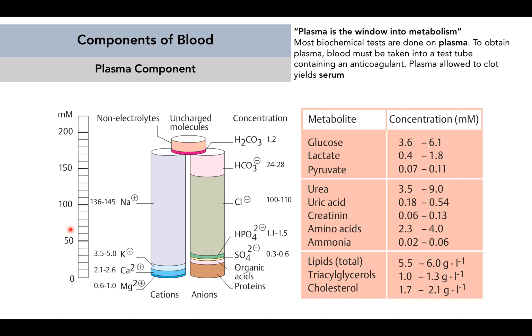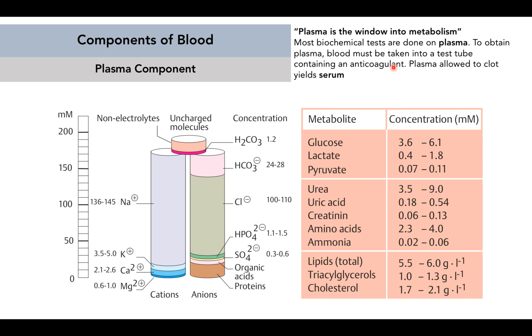So as you can tell, because plasma carries a lot of things and a lot of metabolites, there's actually a saying that plasma is the window into metabolism, because a lot of the biochemical tests that we do in the hospitals are done on plasma, the plasma of the blood. And to do that, usually we take the blood samples into the lab. They're taken in a special tube which doesn't allow the plasma to clot, and then we centrifuge it down, as you can see from the previous picture, so that we can separate the plasma from the blood cells.